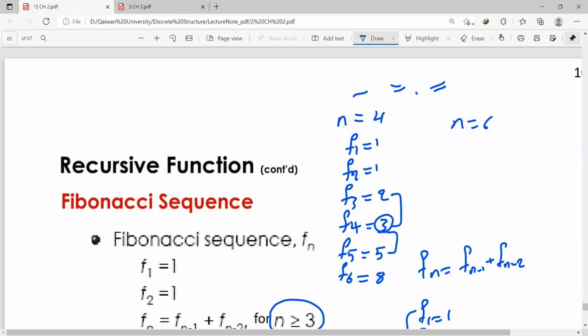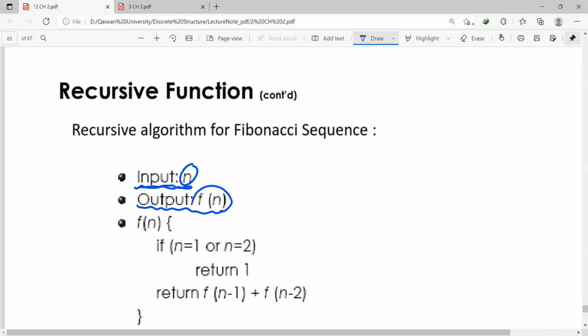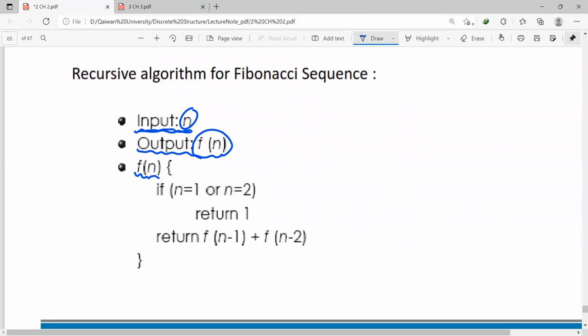So now, for the algorithm, we say input is n and output is F(n). We name the program F(n); you can give any name to it. We say if n is 1 or n is 2, what do we need to get? It's 1. That means F(1) is 1, and F(2) is 1. How about if n is not 1 or 2? That means if it's 3, 4, or any other number, it equals F(n minus 1) plus F(n minus 2).